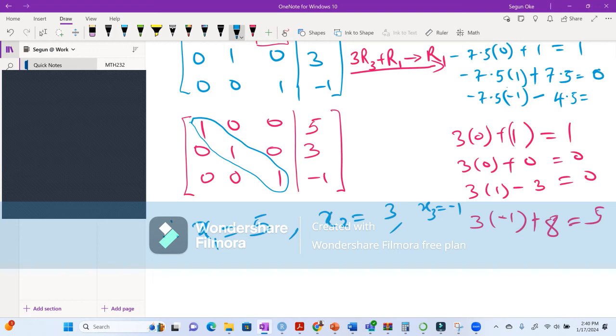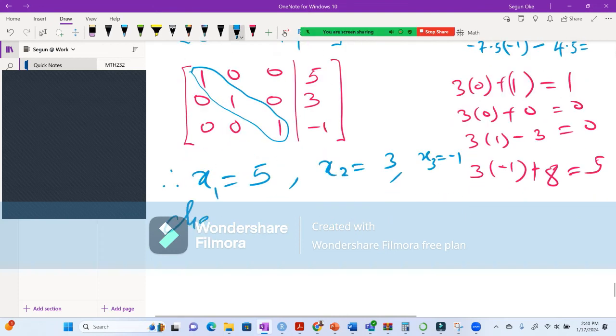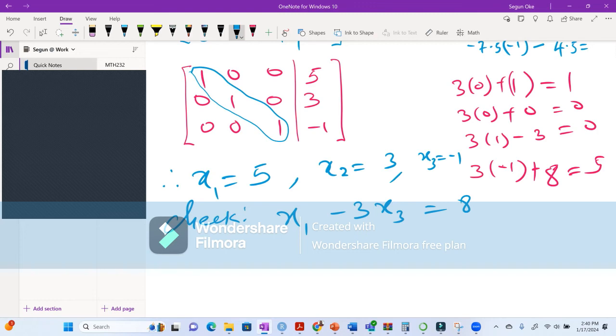How do I know it's 5? How do I know I'm correct? I can check. Let's go to the equation. Equation 1 says x1 minus 3x3 equals 8. So let's substitute x1 there. x1 is 5 minus 3 into x3, negative 1. When you add it together, you have 5, and minus times minus is plus 3, which equals 8. You are right. If you check the others too, this is how you check whether you are correct or not. Substitute your x1, x2, x3 back into the equation. Then, if you get the same thing on the other side, that means you're right. Any question, please?